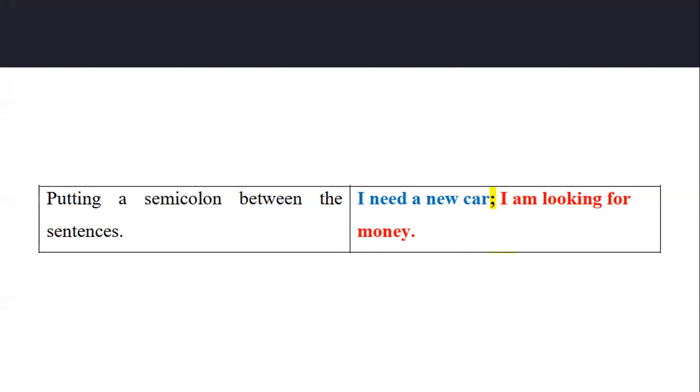Second, put in a semicolon between the sentences. I need a new car, semicolon, I am looking for money.